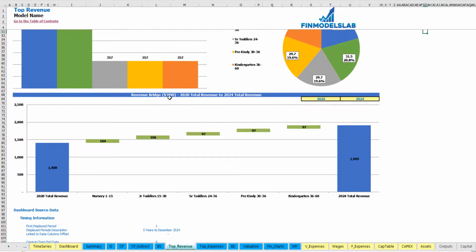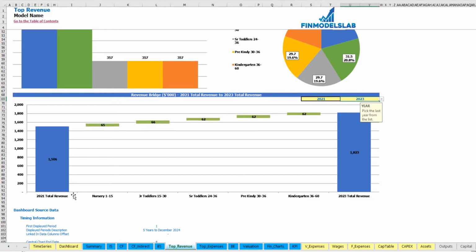On the revenue bridge chart you may see the main revenue drivers of growth between these 2 years. These years are also changeable, so you may select the first year and the last year and see the main drivers of revenue growth broken down by these 5 revenue streams between the first year and the last year.